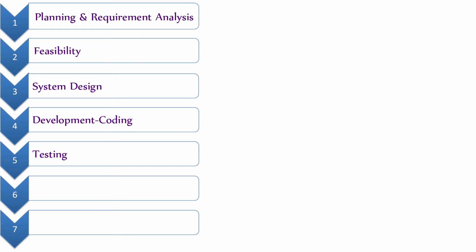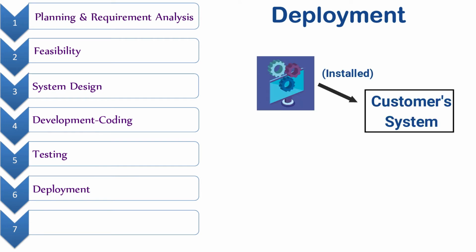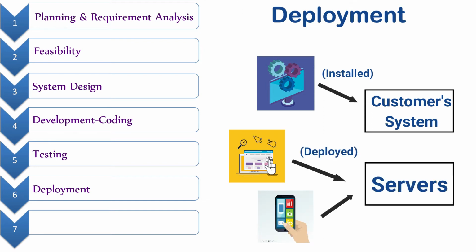Now once the solution is tested, it is ready to be delivered at the customer end. That is called deployment. If it is a software, then it's installed on the customer's systems. If it is a web or mobile app, then it is deployed, that is configured, on the respective servers. This deployment or release also has a few phases.